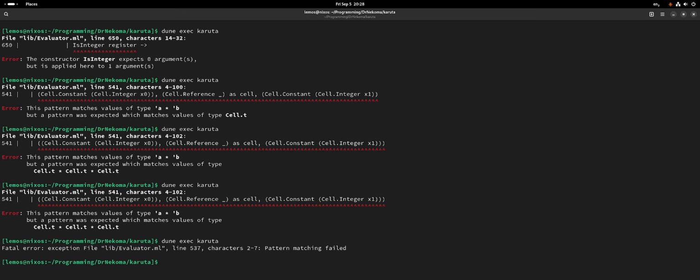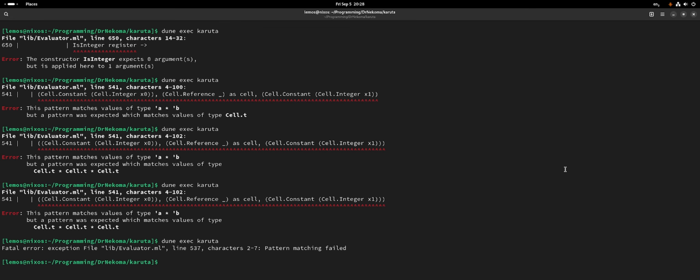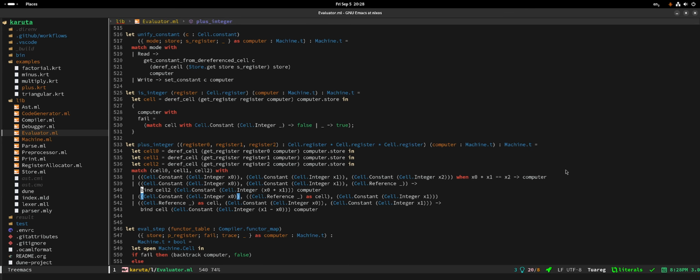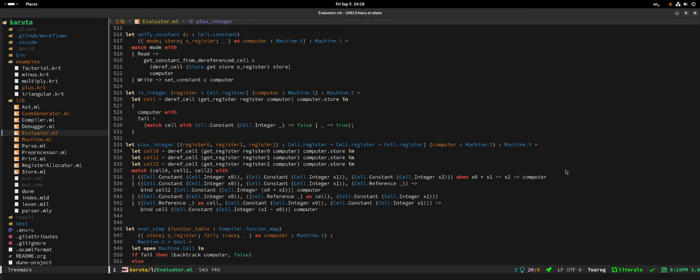But it compiles. Evaluator exception file 537. Oh, that's what we're writing right now, actually. No, that's pattern matching failed. Oh, okay, but anyway. What other cases are we missing in here? What are the cases that we're missing here?